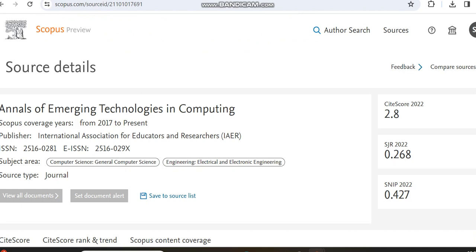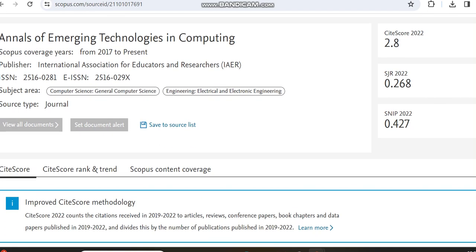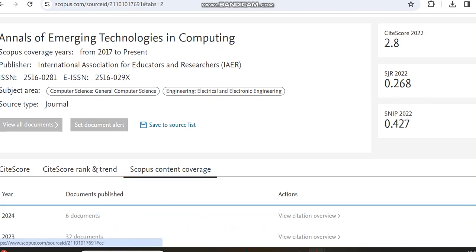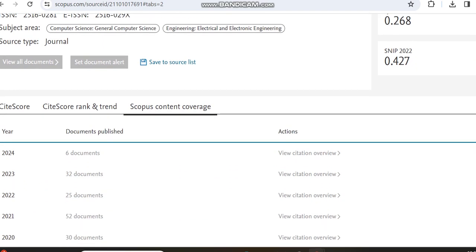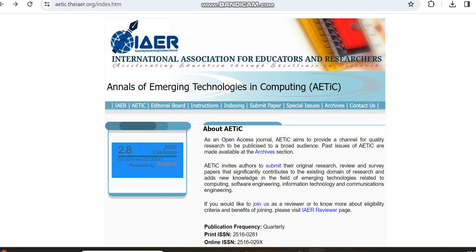The publisher is the International Association for Educators and Researchers. Please note the publisher details and also the Scopus content coverage to check how many articles have been published so far, since they haven't shared the source homepage link. As I said, this covers computer science and engineering, especially electrical and electronic engineering. In Scopus content coverage, we already saw nearly 121 documents published from 2019 to 22. So here also you can see only a small number of documents has been published. So we can move to the source homepage of the journal.